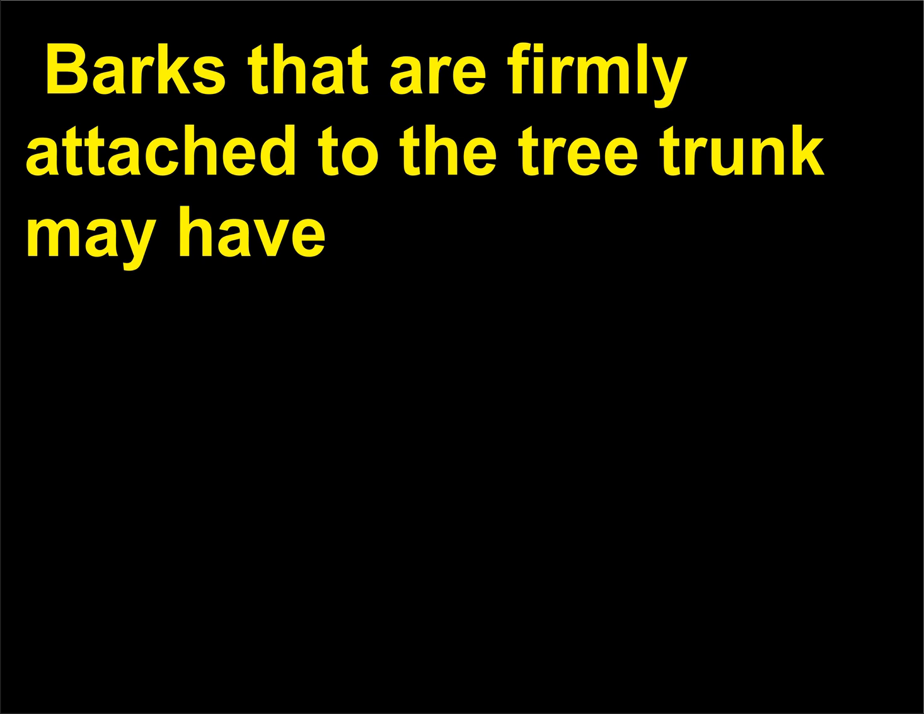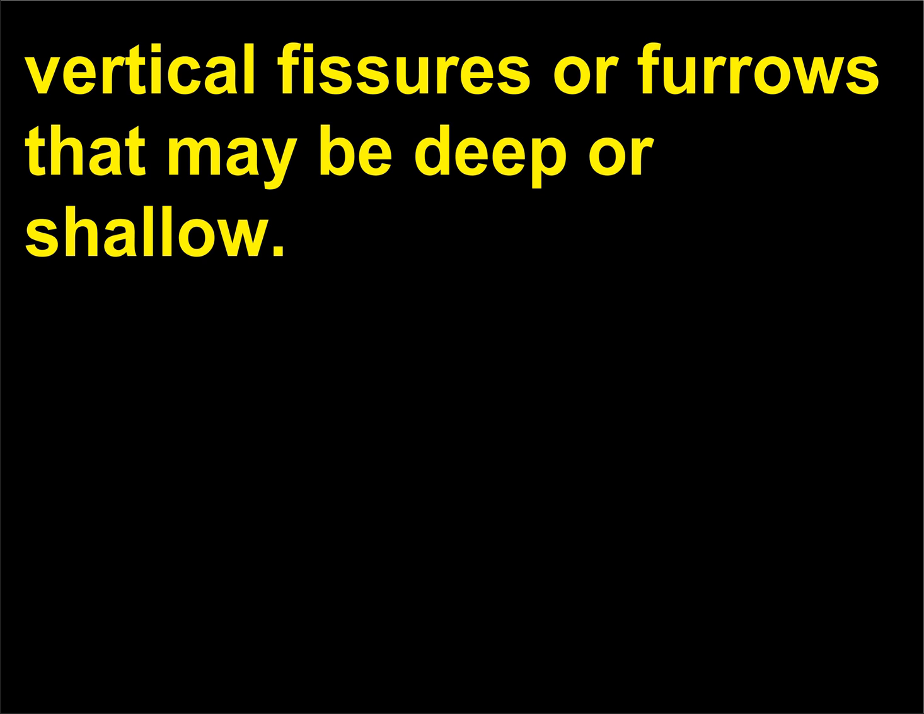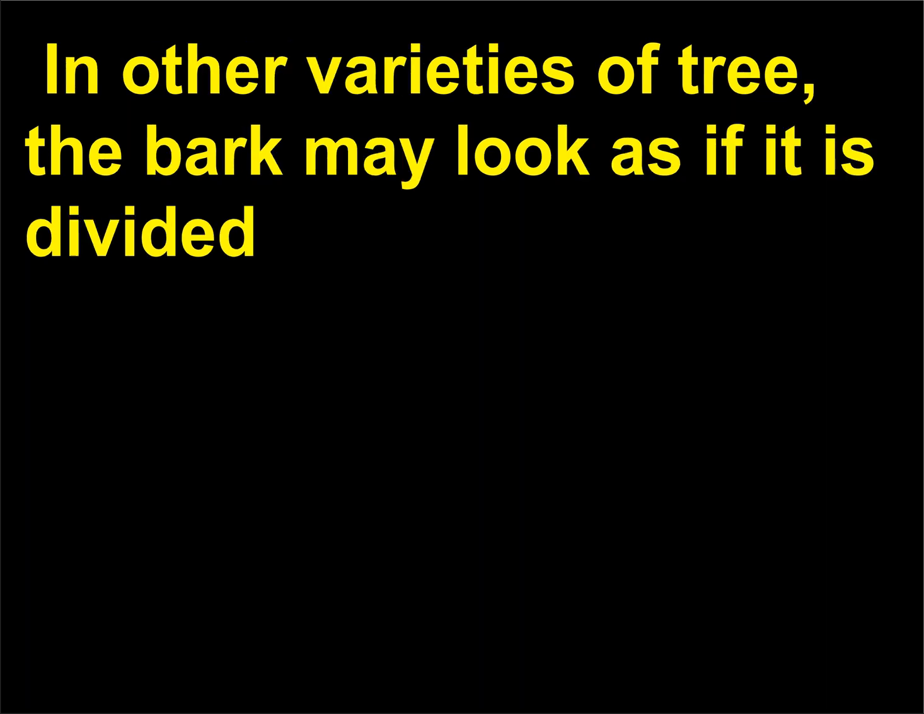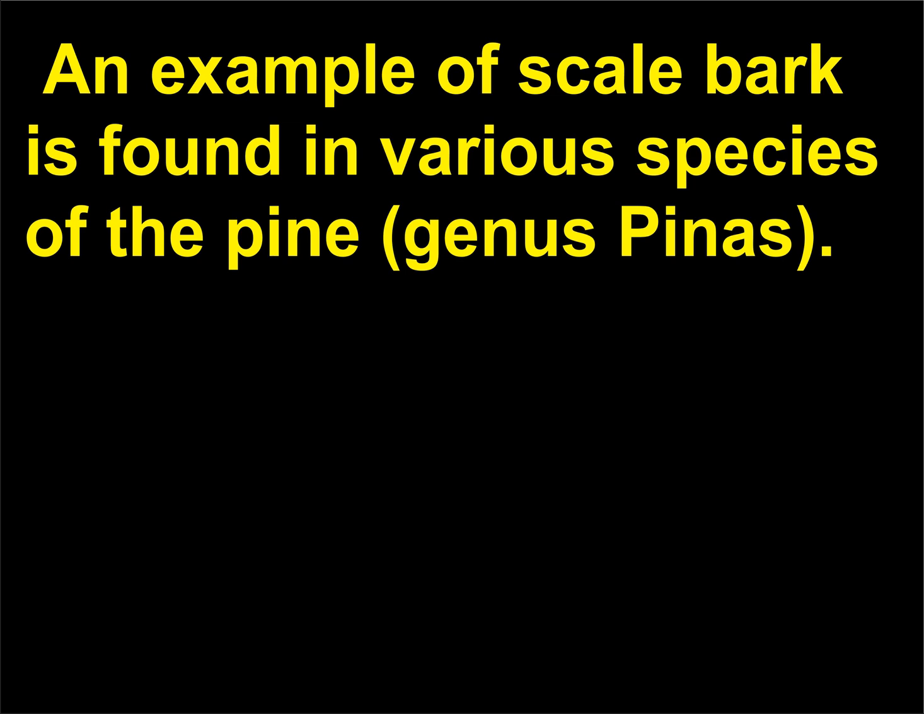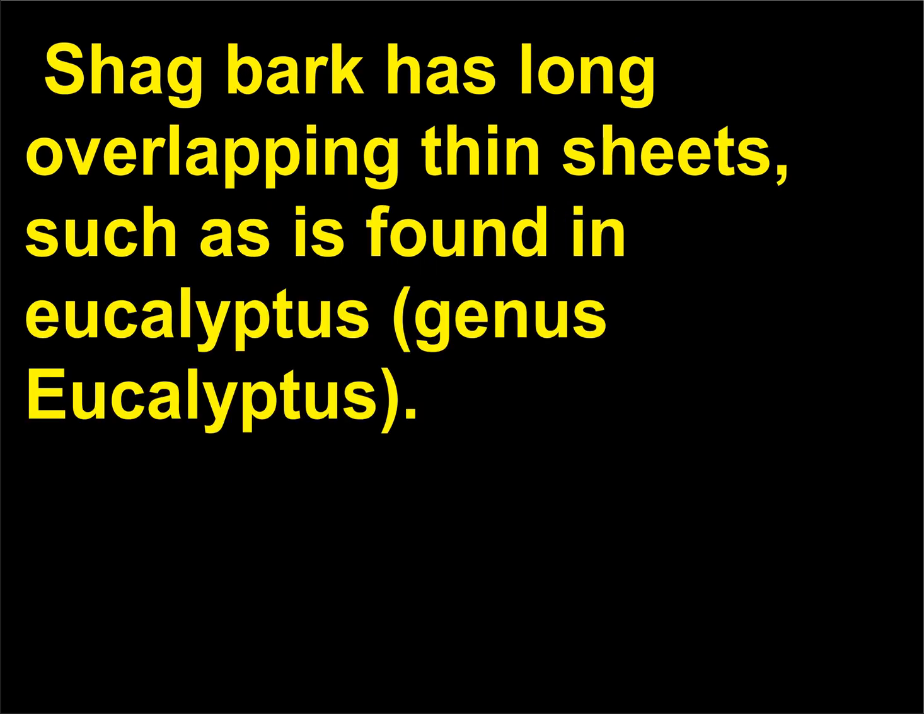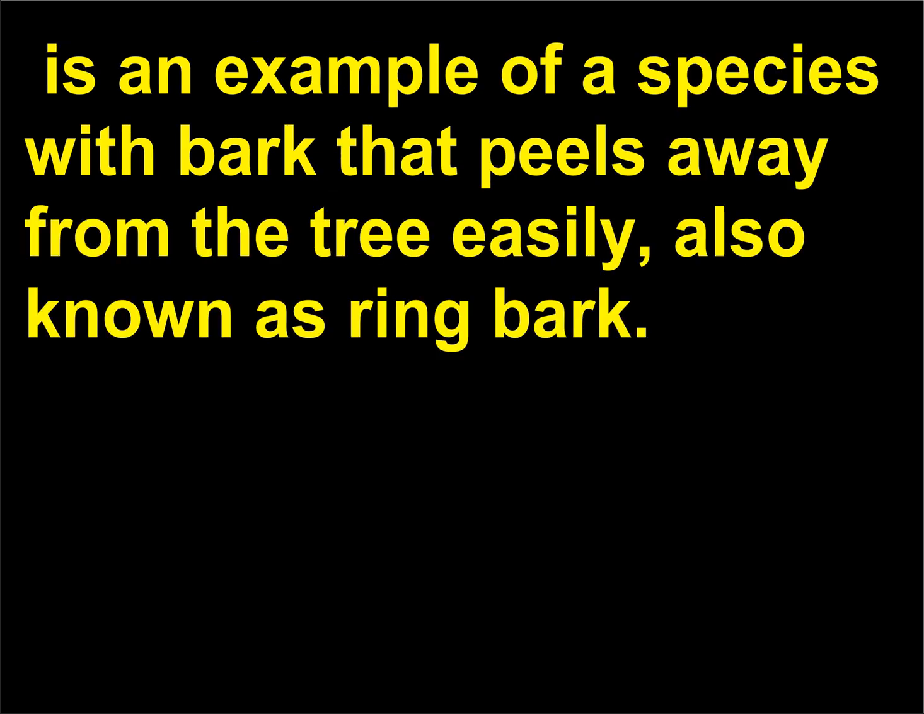Barks that are firmly attached to the tree trunk may have vertical fissures or furrows that may be deep or shallow. In other varieties of tree, the bark may look as if it is divided into squares or rectangles or other irregular shapes resembling scales. An example of scale bark is found in various species of the pine, genus Pinus. Shag bark has long overlapping thin sheets, such as is found in eucalyptus, genus Eucalyptus. Paper birch, Betula papyrifera, is an example of a species with bark that peels away from the tree easily, also known as ring bark.